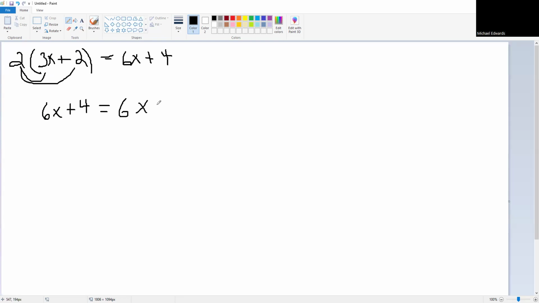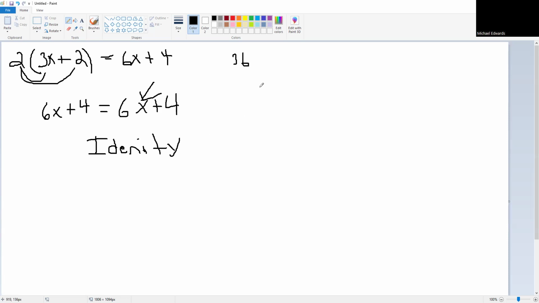equals 6x plus 4. Now, when you have something like this, where the exact same thing equals the exact same thing, this is an identity. Identity means all real numbers will work. So this is an identity. This means any number we plug into x is going to work. We could put 0, we could put 3 billion. It don't matter. It's going to work. It's all going to solve out correctly. Okay. So let's look at the next example.